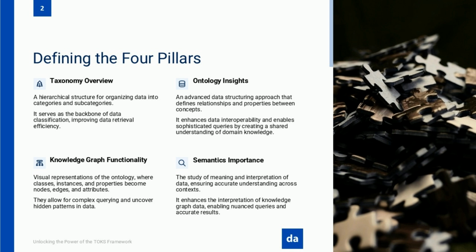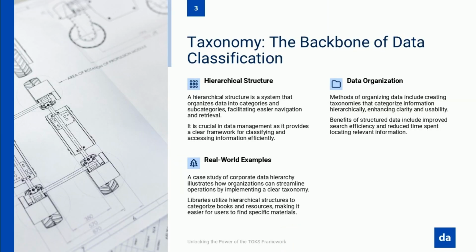Knowledge graphs can represent the relationships between these disparate datasets, while semantic analysis ensures that the meaning of the data is preserved across different contexts. As we shift our focus to taxonomy, consider this. In a world drowning in data, could the key to efficient information management be as simple as creating the right categories? Let's explore how this fundamental concept forms the bedrock of effective data organization.